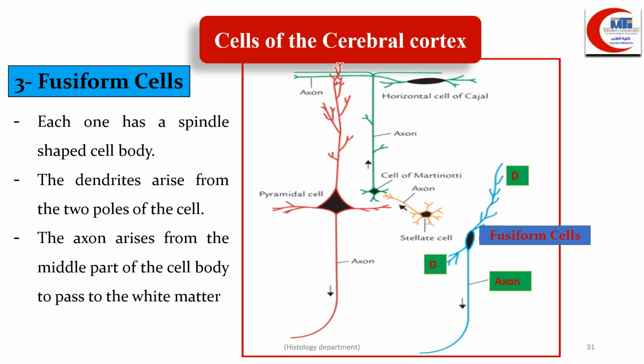The third cell today in the cerebral cortex is called the fusiform cell. Each one has a spindle-shaped cell body. You can see here on the right side diagram that the cell is spindle in shape, with dendrites arising from it, labeled by the letter D, and one axon arising here. The dendrites arise from the 2 poles of the cell. The axon arises from the middle part of the cell body to pass to the white matter.